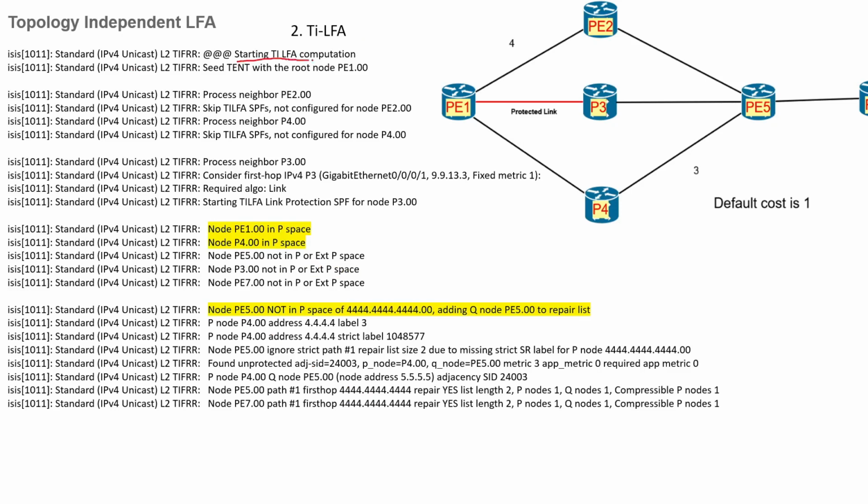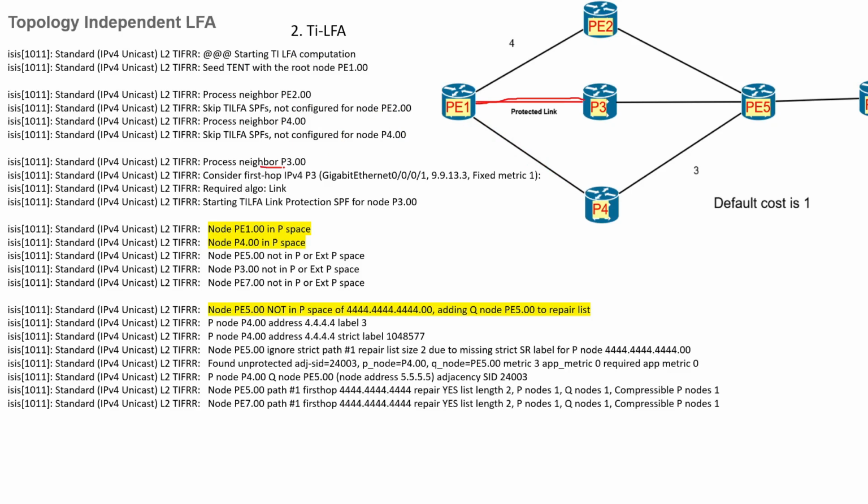So first it runs the LFA, then it starts with the Ti-LFA. So it has started the Ti-LFA operation, starting the operation for P2, but we don't have Ti-LFA enabled for the interface between P1 and P2. So it says that not configured for node P2. If we talk about the P4, this interface is also not enabled for Ti-LFA. So here it says that not configured for node P4.